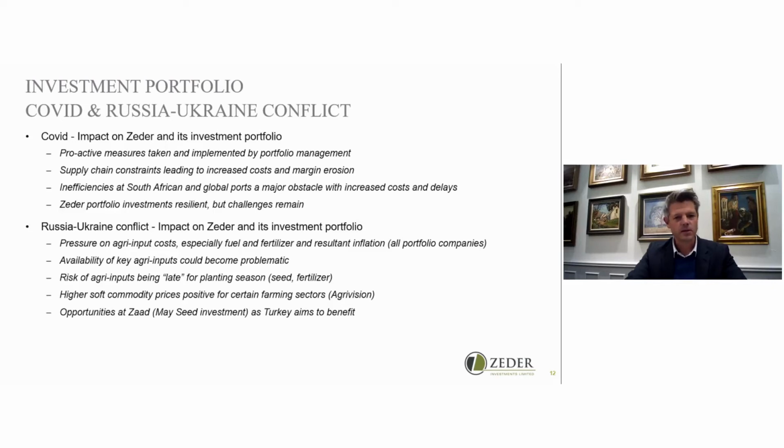In terms of the Russian-Ukraine conflict, the impact on our portfolio, obviously, is pressure on agri input costs. I think we all see the inflation pressure on the consumer and also on the agri sector currently. There's some further additional risk, and that's the availability of agri inputs, especially if you've got planting seasons. Things like certain seed and fertilizer need to be delivered in specific windows. But then again, the counter to that is that currently we see high soft commodity prices, especially wheat and soya. And that bodes well for Agrivision.